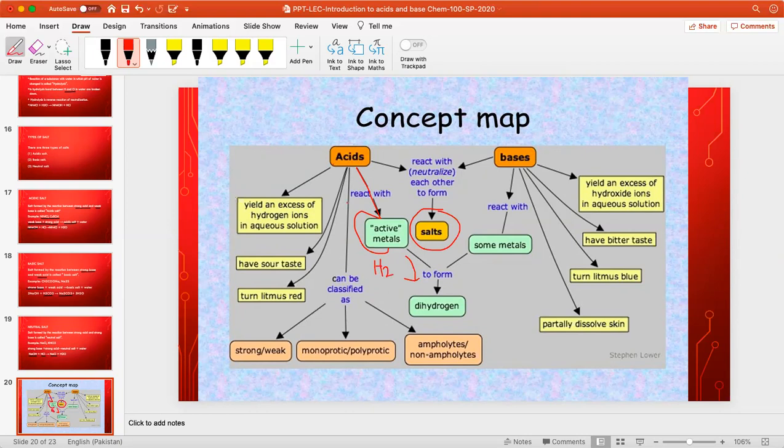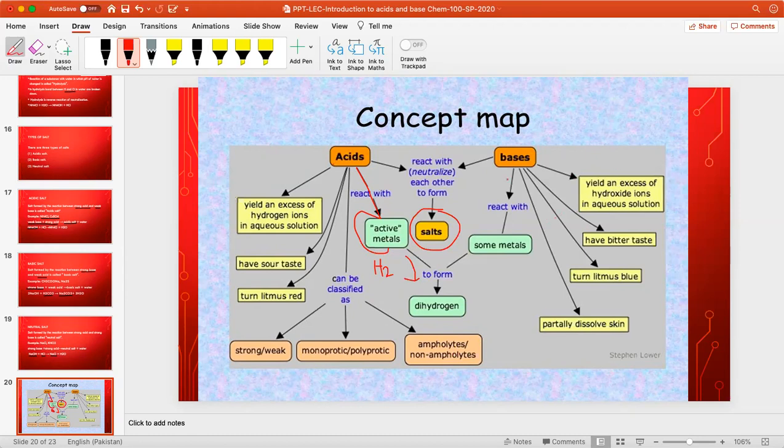Now, acids can be classified as strong or weak acids, monoprotic or polyprotic, ampholytes and non-ampholytes. So strong and weak you have understood; monoprotic means one molecule, polyprotic means several molecules, and after that you come to ampholytes, which have both acidic and basic properties. Now we come to bases.